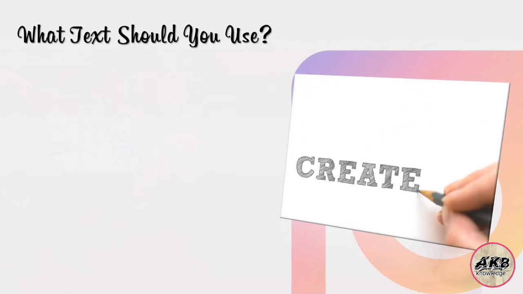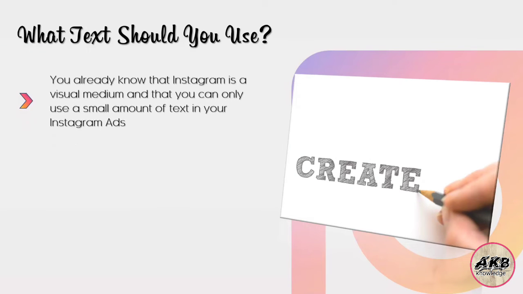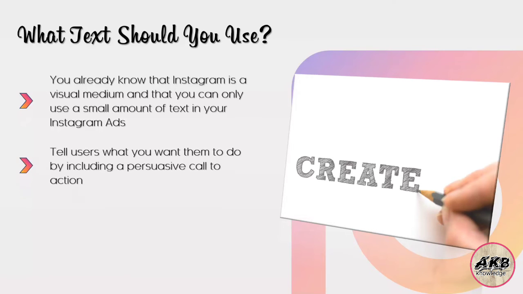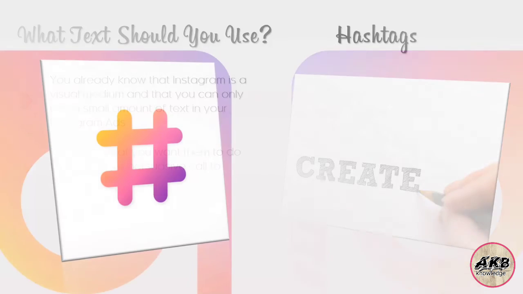What text should you use? You already know that Instagram is a visual medium and that you can only use a small amount of text in your Instagram ads. With the caption, there is a character limit of 2,200, and we do not recommend that you use all of this limit. Tell users what you want them to do by including a persuasive call to action. Remember that it is all about what's in it for them. If they see a real benefit in taking the action, then they will click on your ad.